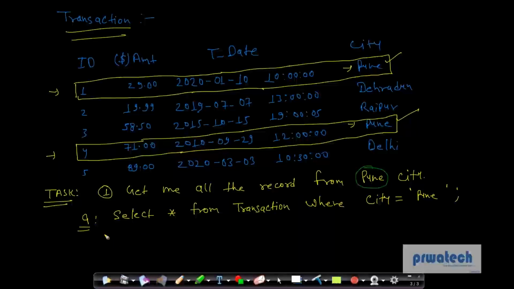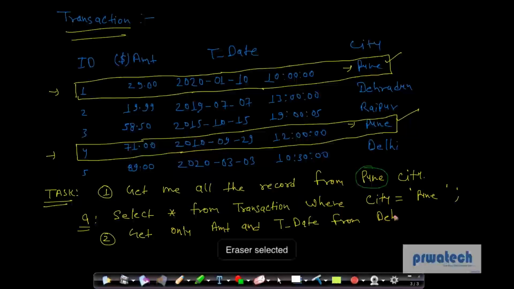Okay. The second query says: get only amount and date from a city, from Delhi. From city Delhi.